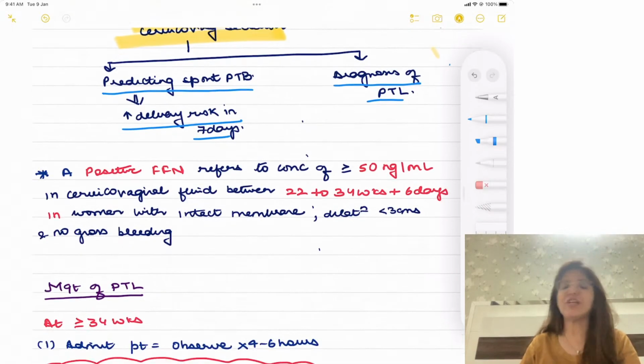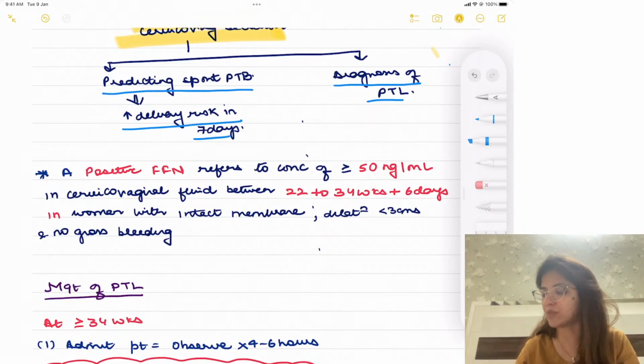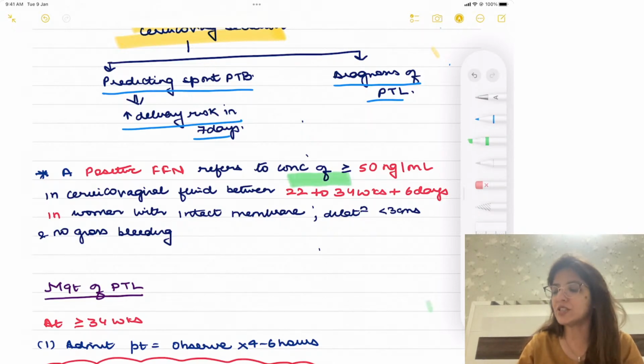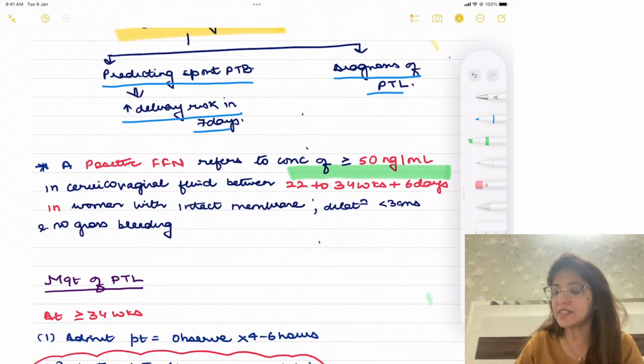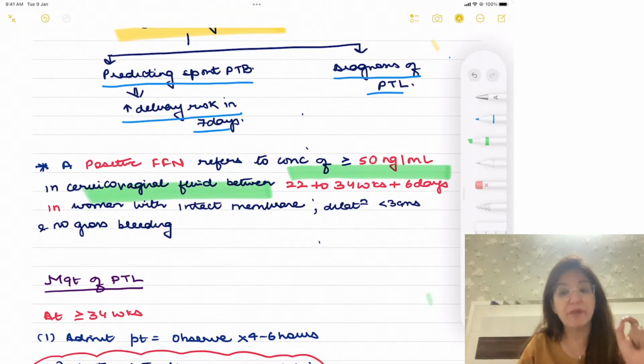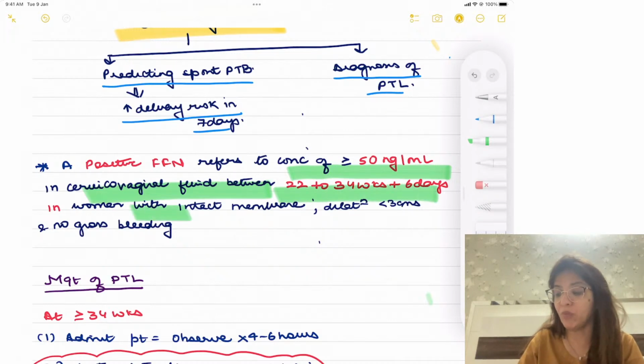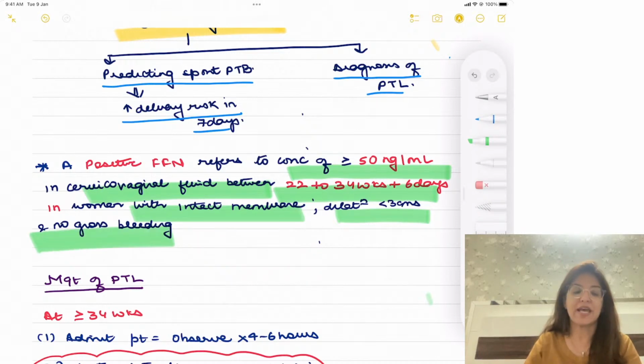Now, a positive fetal fibronectin, what do you mean by that? A positive fetal fibronectin protein means a concentration of more than equal to 50 nanograms per ml, right, in cervicovaginal fluid between 22 weeks to 34 weeks in women with intact membrane where the dilatation is less than 3 centimeters and there is no gross bleeding.